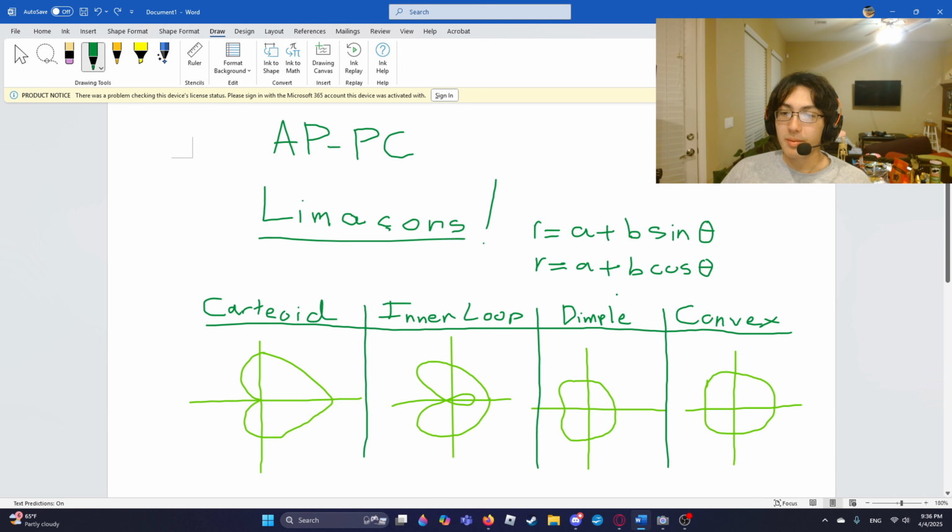If you notice something about this form, a, the constant, is actually in the front. Usually it would be in the back, but in this case it's easier for it to be in the front because we're going to be comparing a and b and seeing how they affect whether our limacon will be a cardioid, an inner loop, a dimple, or a convex. Let's start with the cardioid.